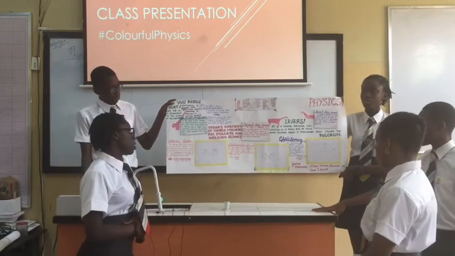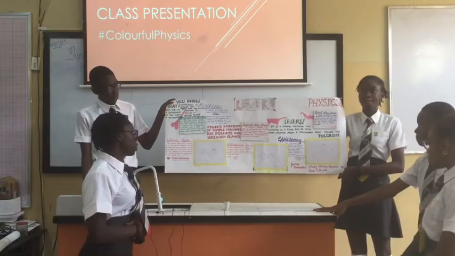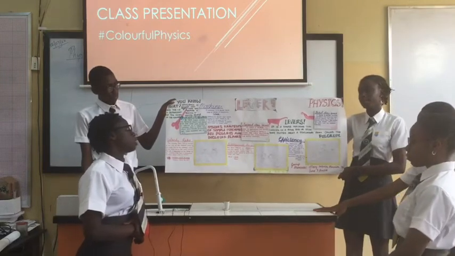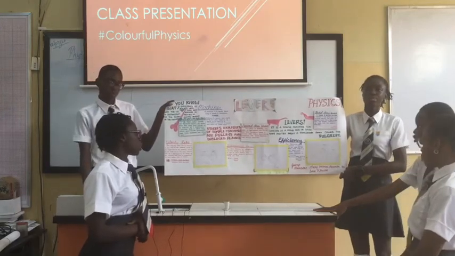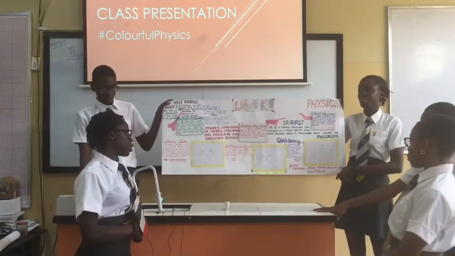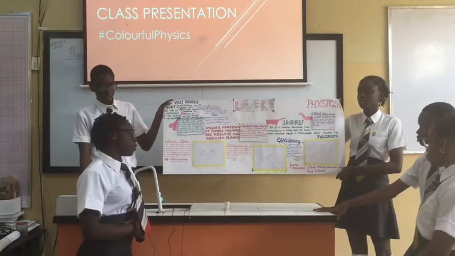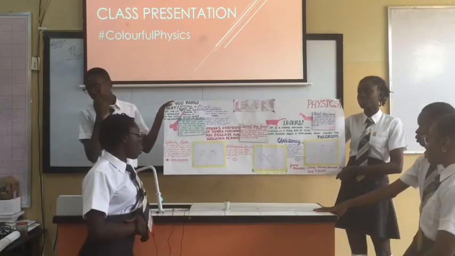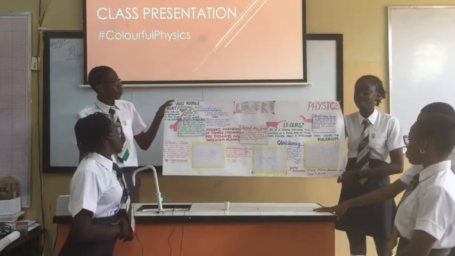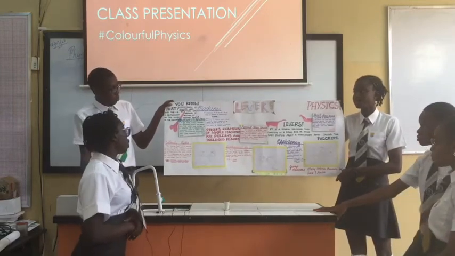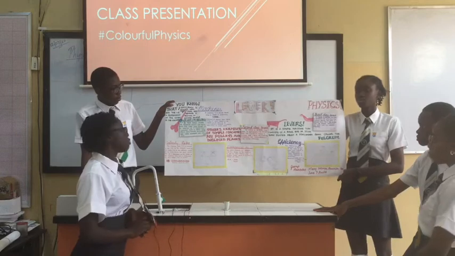Efficiency of a machine is defined as the ratio of total work output to the total work input. Efficiency is usually expressed in percentage. The formula for efficiency is work done by load over work done by effort times 100. Efficiency is always less than 100% because of the friction of moving parts.